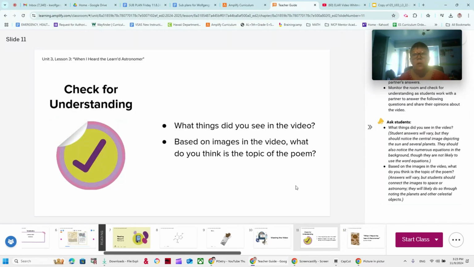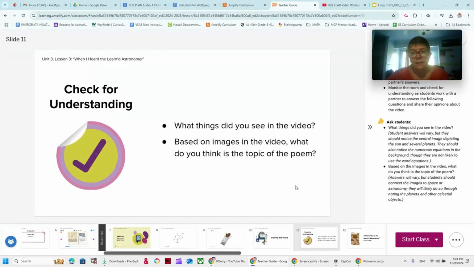And what images did you see in the video? Based on the images in the video, what do you think is the topic of the poem? You can pause me and pull some sticks to answer those questions, please. Oh, right. If you said that the topic was going to be space or astronomy, you are correct. Plus the name of the poem, When I Heard the Learned Astronomer, might have given you a clue, right?